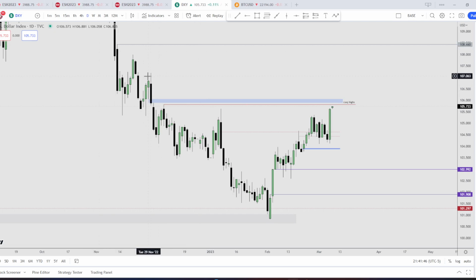So let's see how far can dollar close. If it can close above this level and maybe slightly above the mean threshold of this order block, then I'm thinking that possibly it might want to step into 108s.